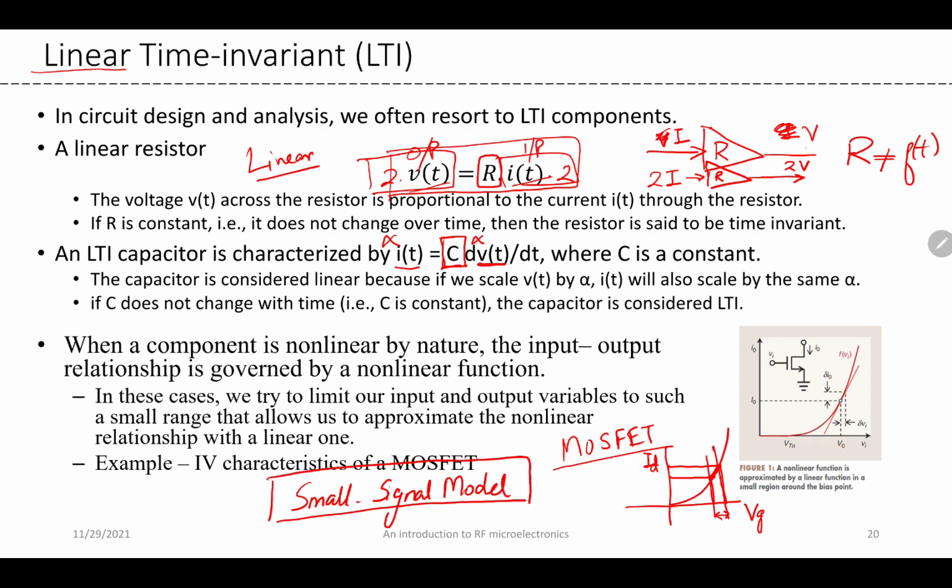So even if a device is nonlinear, we can treat it to be linear in a certain region of operation, and this is what we normally do for nonlinear devices. We treat them to be linear in certain regions of operation, and we call these models small signal models because we assume the signals to be small, and because the signals are small, we assume the systems to be linear.